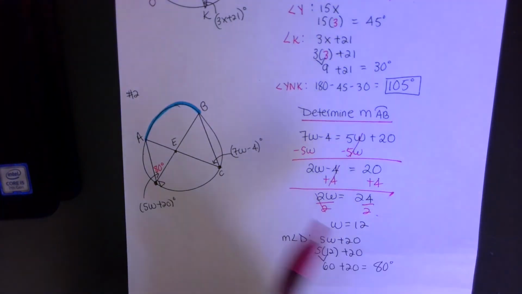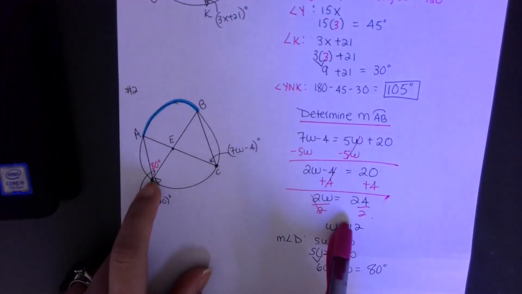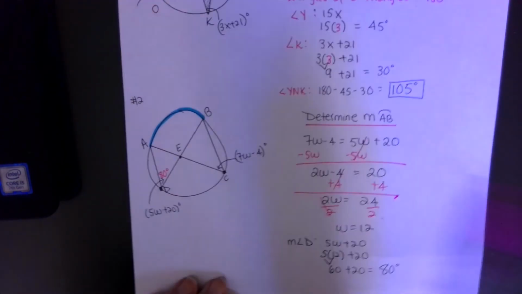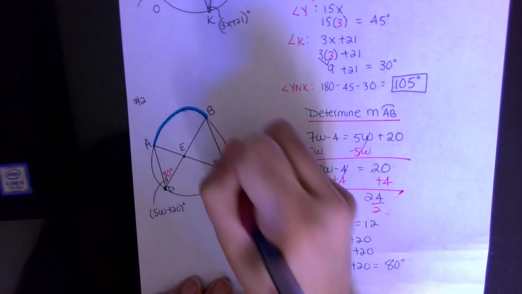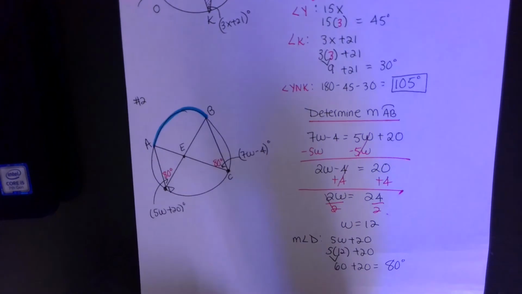Now, don't waste time substituting in for w, because remember, these are congruent. If you substitute in 12 here, 7 times 12 minus 4 will give you 80 as well. So these are both 80 degrees. That's all we have so far. I need to know the arc.